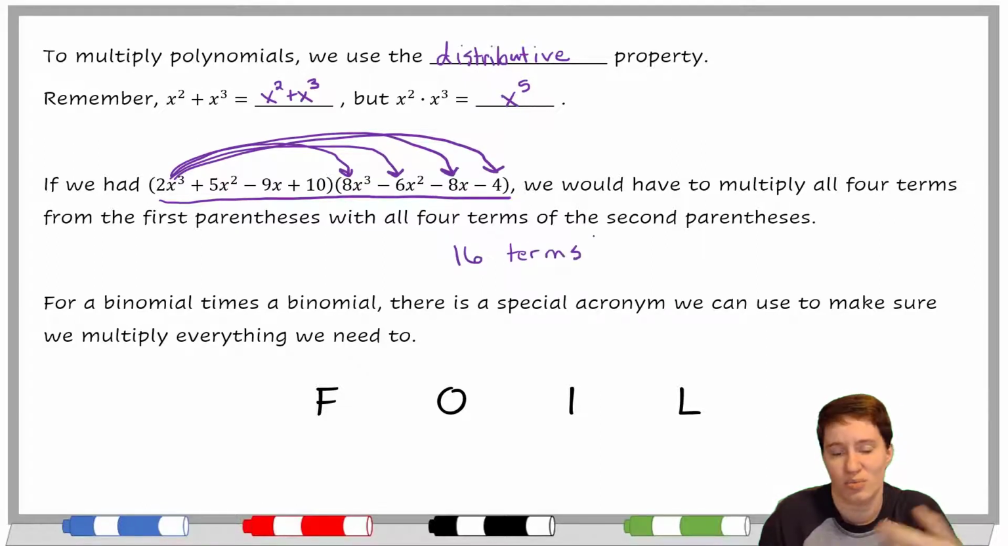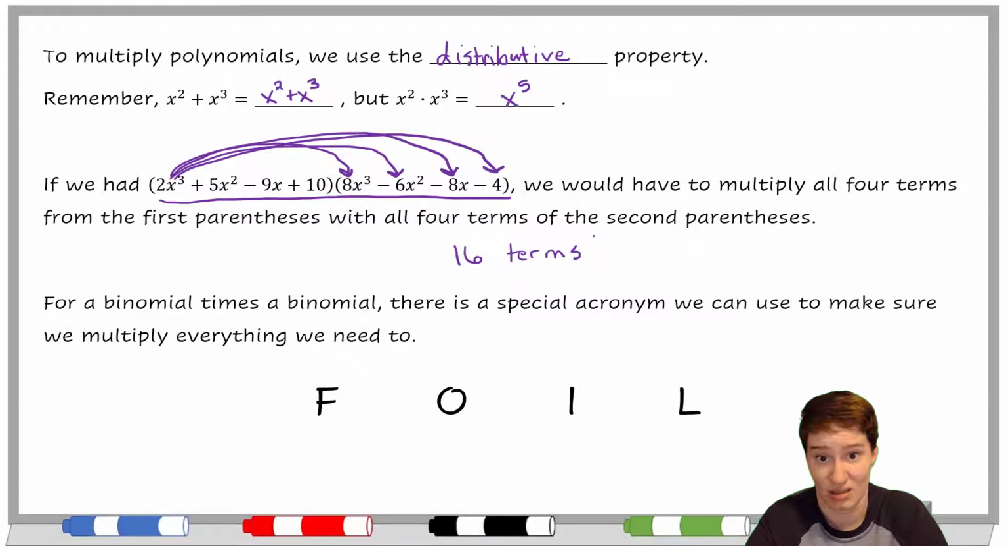I'm just pointing that out, not because we're going to have to do one that complicated, but to show how this works, that you can actually predict how much multiplication you're having to do, and that will hopefully help you not forget any of your multiplication. Now, as we're multiplying, there is a thing that comes up again and again in math, and that's doing a binomial times a binomial, which is 2 terms times 2 terms. Because of how much it comes up, even though we can just use the distributive property for it, there's a special acronym that we use to make sure we multiply everything we need to.